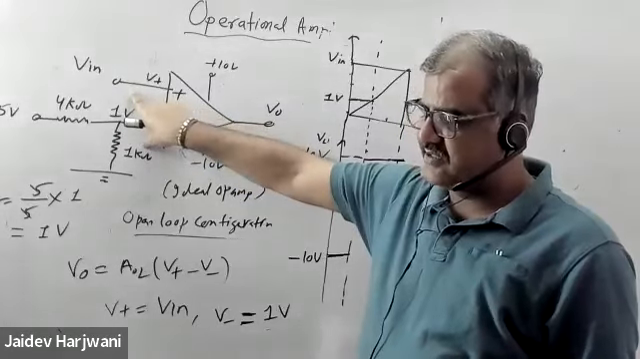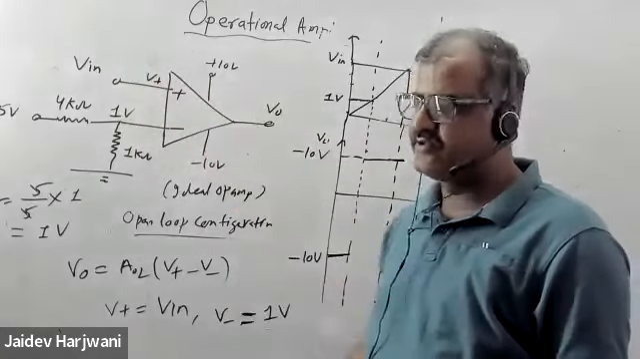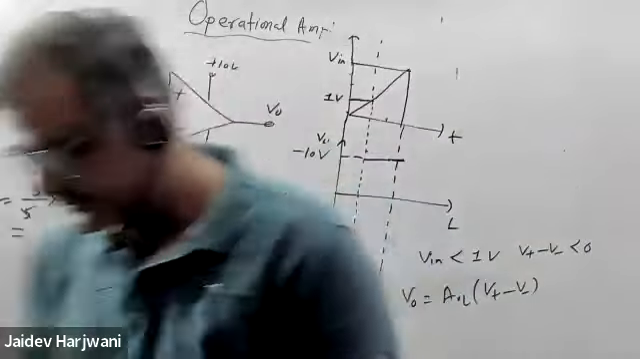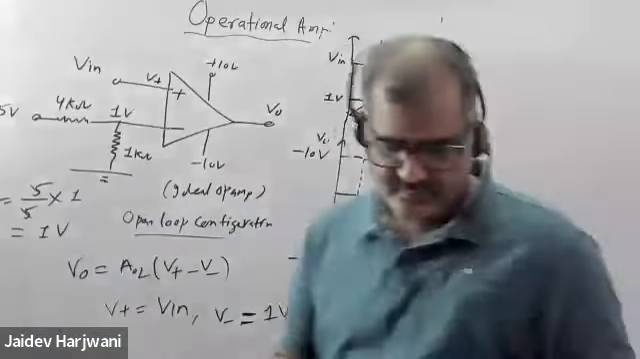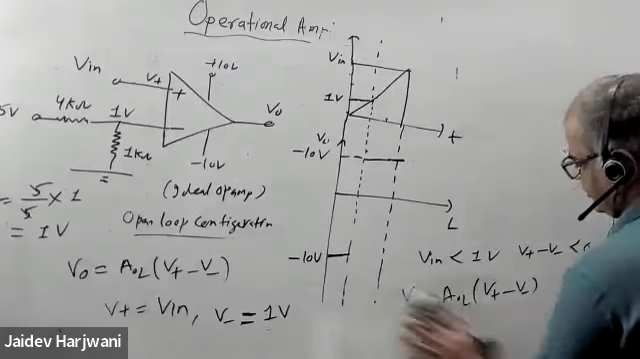So whenever you apply anything positive value at the inputs, it gets saturated to plus VCC. So this is called the saturation property of the operational amplifier.